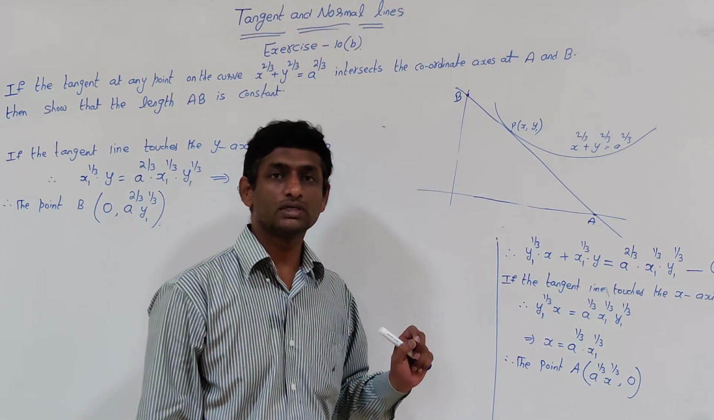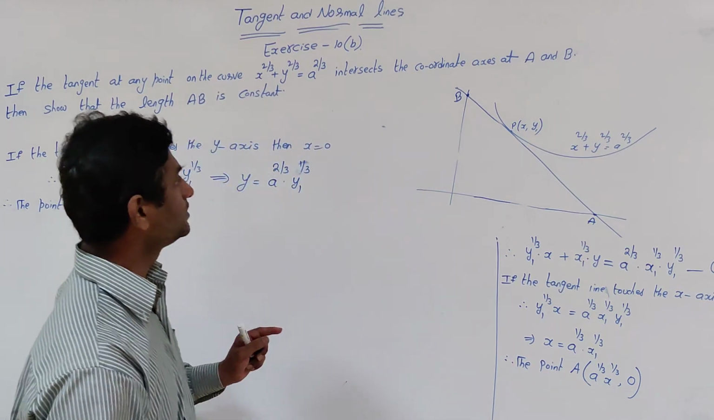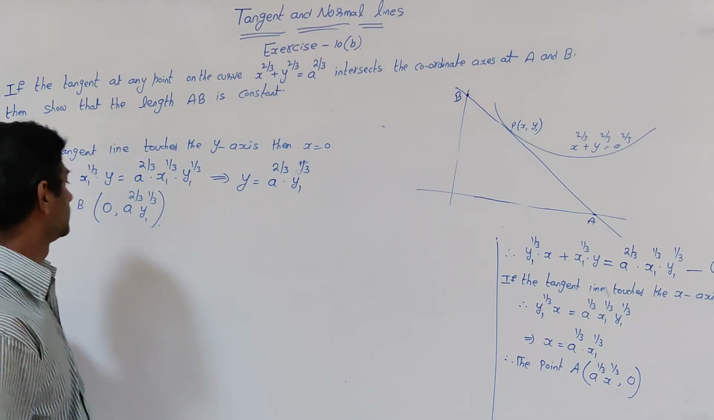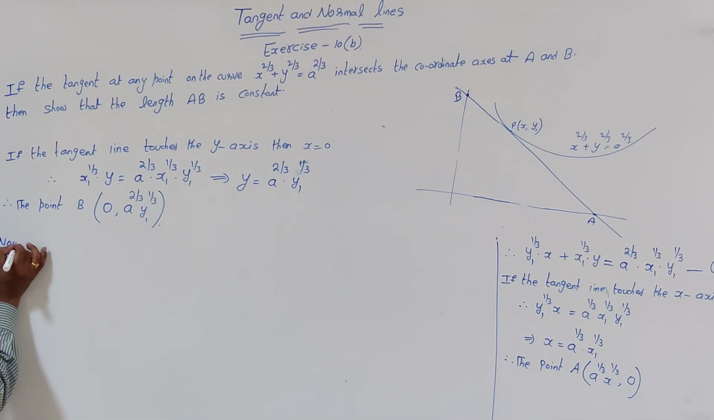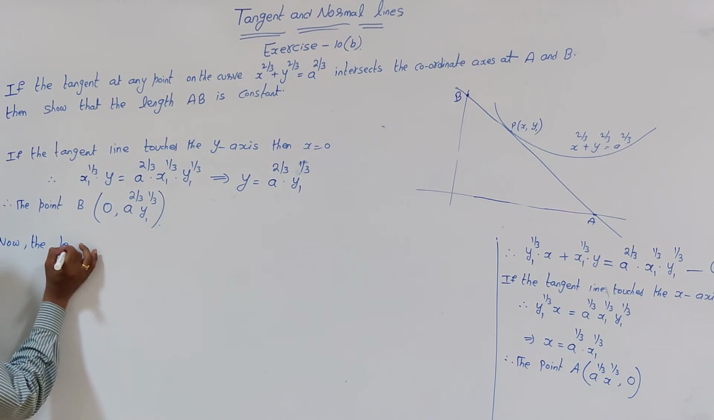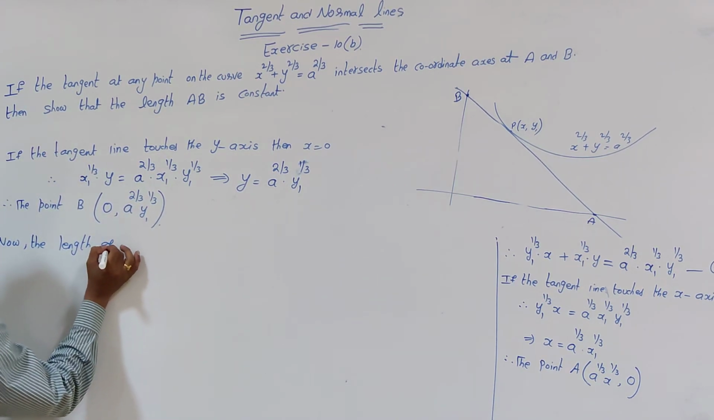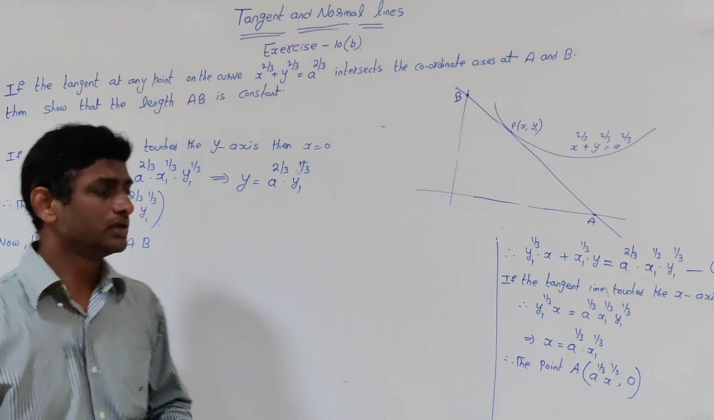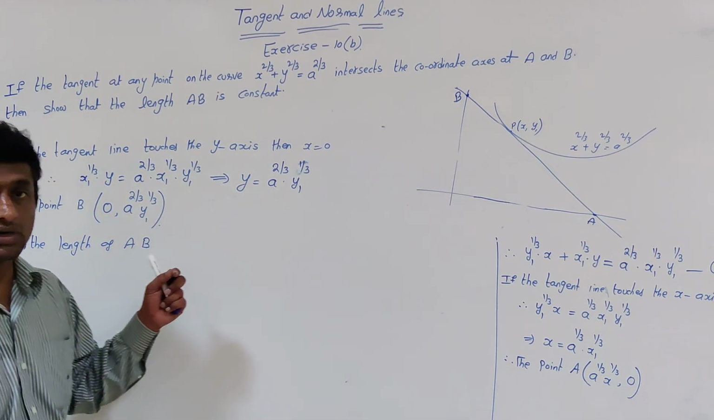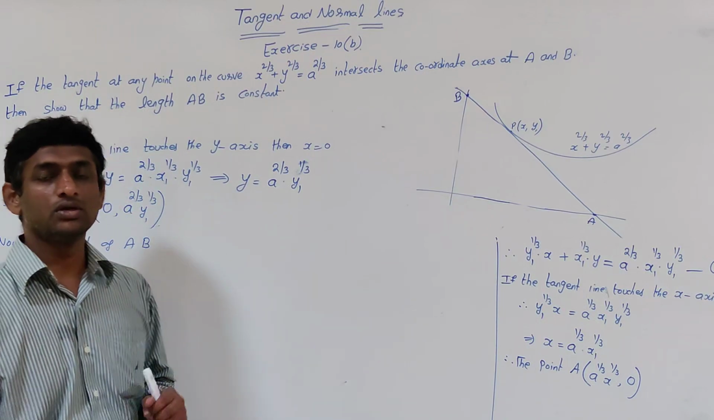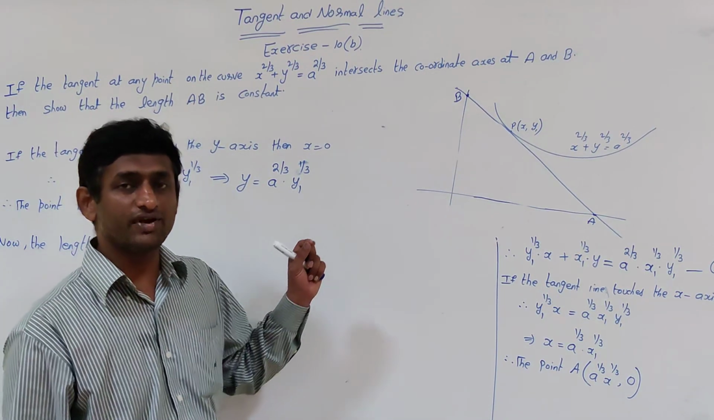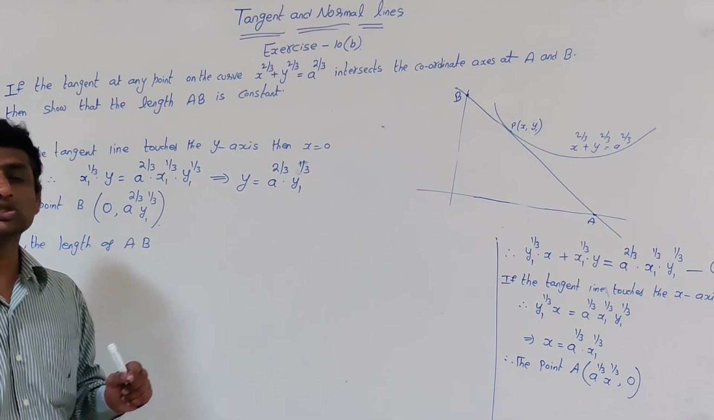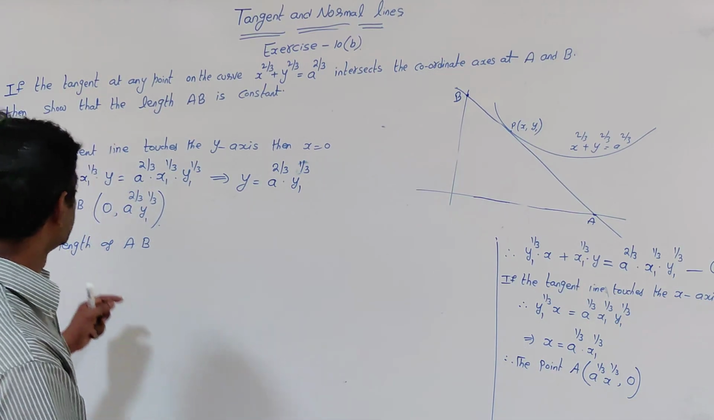Now what is our question or goal is to find out the length of AB, and to show that the length is constant. Now the length of AB is what? Length or distance, both are same. So what is the formula for finding the length between two points, or distance of 2 points x1 comma y1 and x2 comma y2? It is square root of x1 minus x2 whole square plus y1 minus y2 whole square. Similarly, we will apply here.